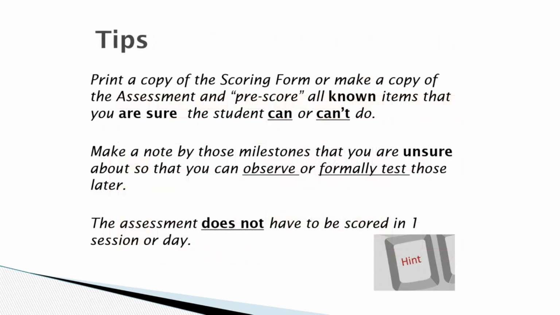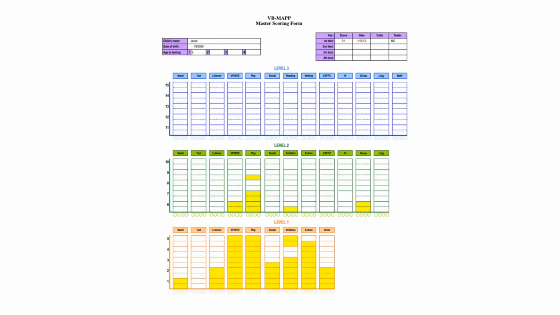Let's walk through the milestone assessment together. So this is the master scoring form. For our first assessment, we are going to look at MANDs. Recall from our verbal behavior module that a MAND is a request. So make sure that you locate the correct skill to color it.